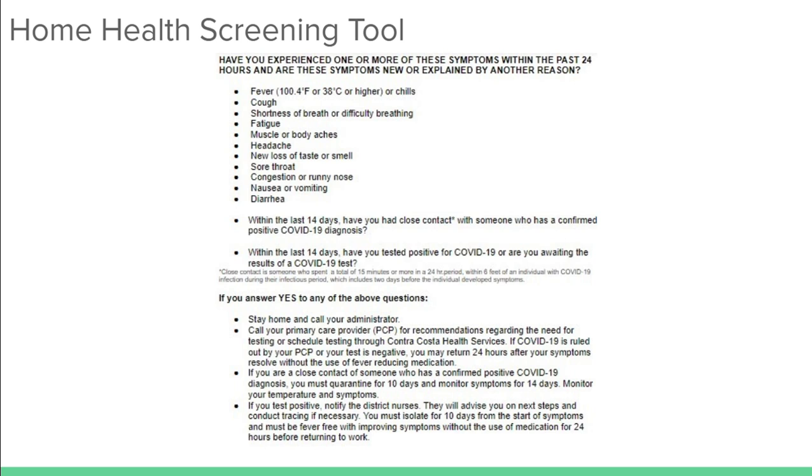We also ask, within the last 14 days, has your student been within close contact of someone who is confirmed positive with a COVID-19 diagnosis? Or within the last 14 days, has your student tested positive for COVID-19, or are you waiting for the results of a COVID-19 test? If you answered yes to any of those questions, then we have instructions for how to proceed at the bottom.